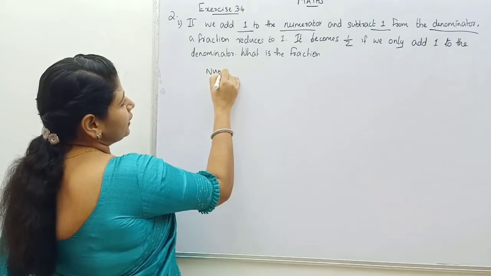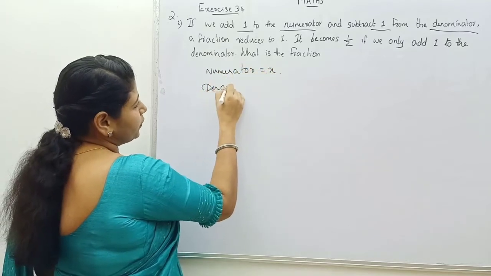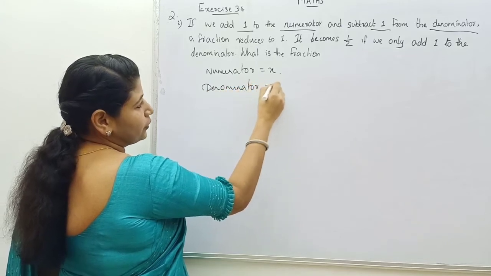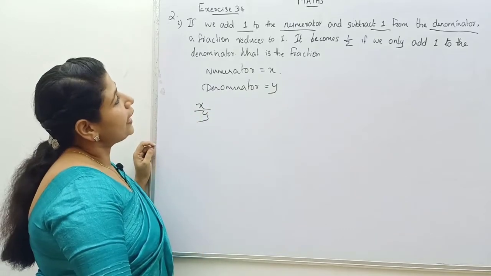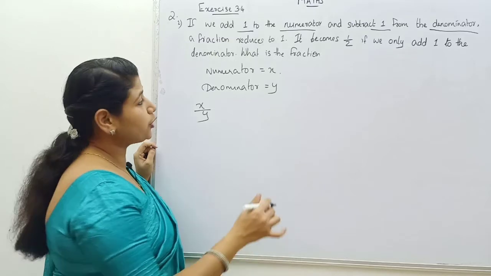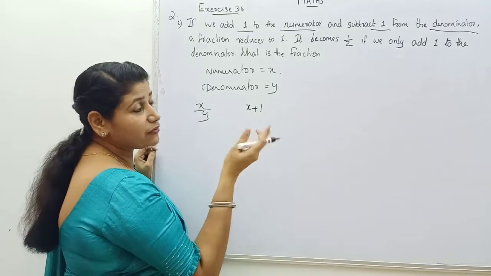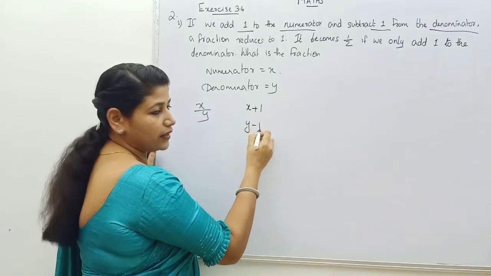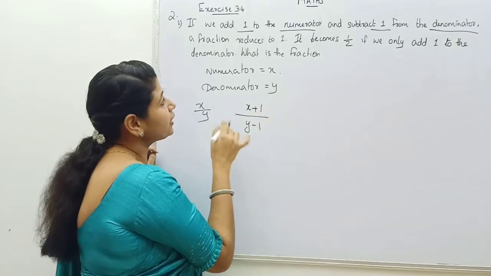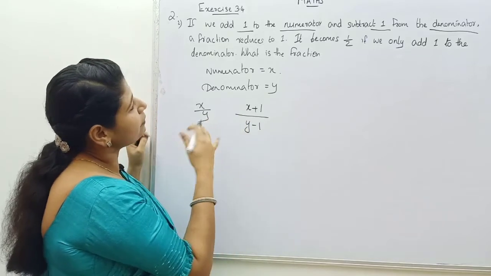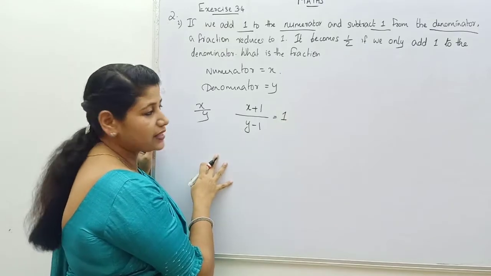We can take the numerator of that fraction equal to x and the denominator equal to y. So our fraction will be x by y. It is given that if we add 1 to the numerator, that means x plus 1, and subtract 1 from the denominator, that means y minus 1, then this fraction will reduce to 1. So x plus 1 by y minus 1 equals 1.